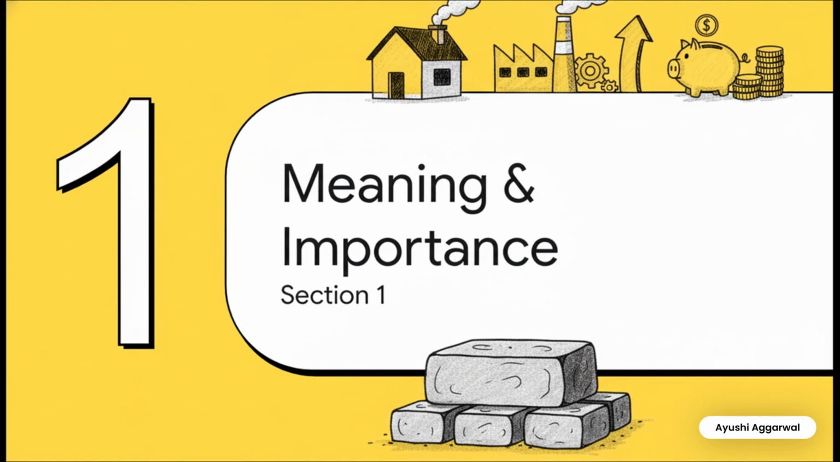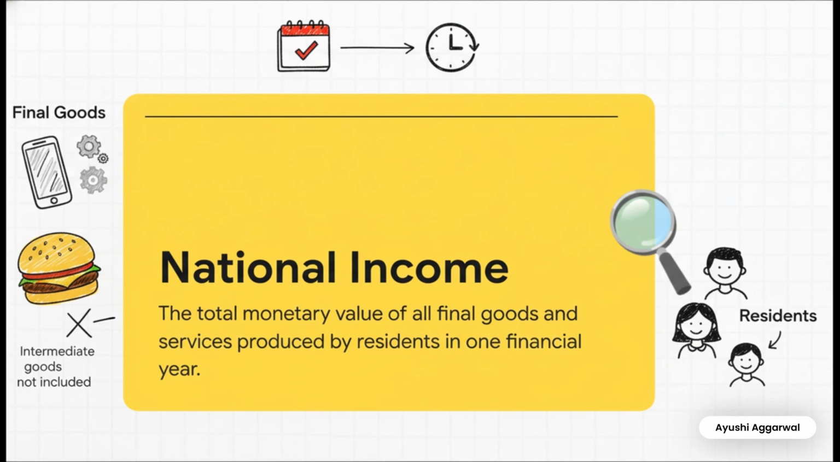So, first things first, let's understand what national income actually means and why it's such a big deal. Okay, in the simplest possible terms, national income is the total money value of all the final goods and services produced by a country's normal residents within a single financial year. That's from April 1st to March 31st. Now pay very close attention to that word final. This is key. It means we don't double count intermediate products, like the tires used to make a car. We only count the value of the finished car.